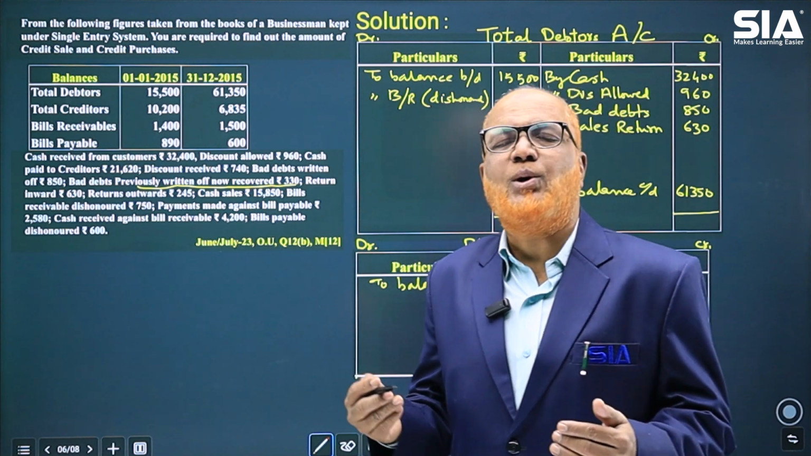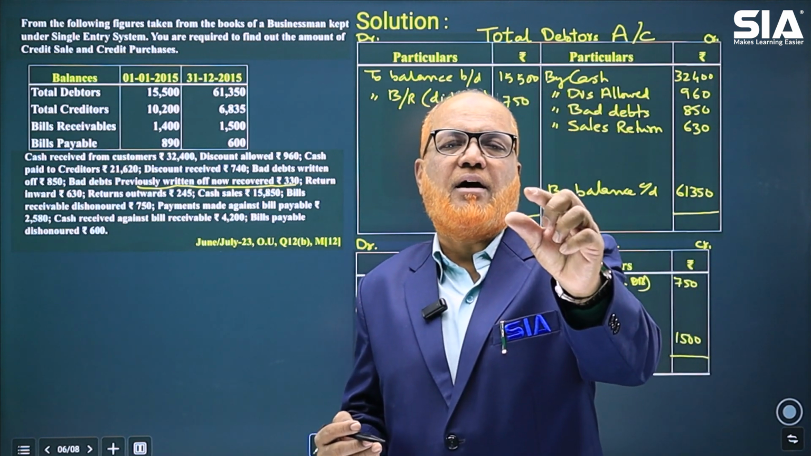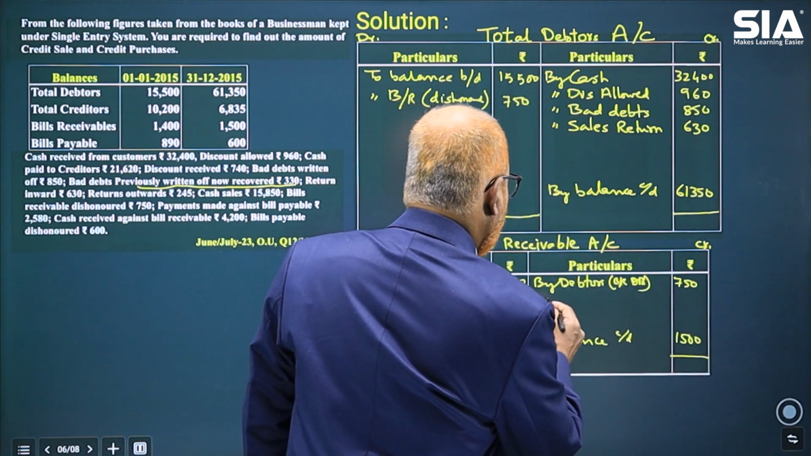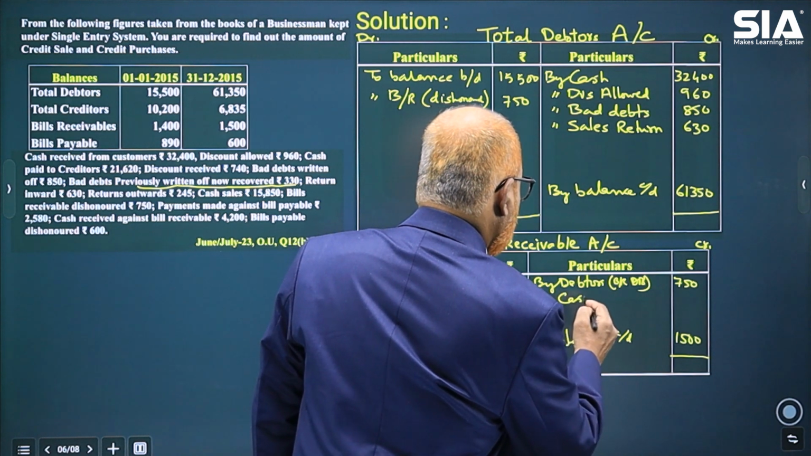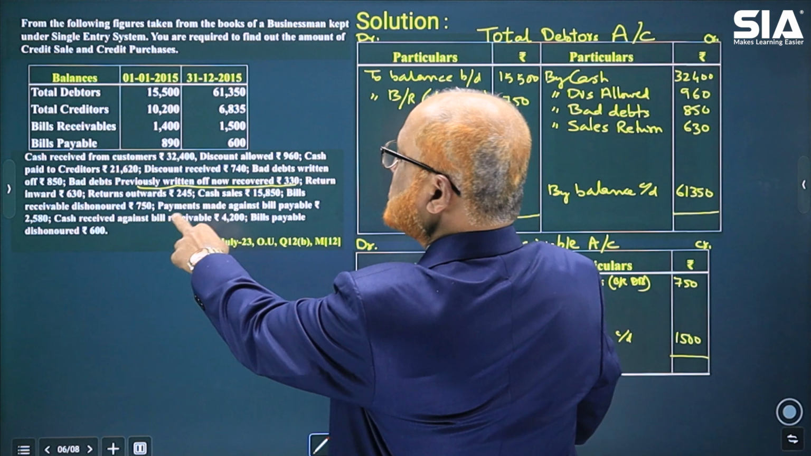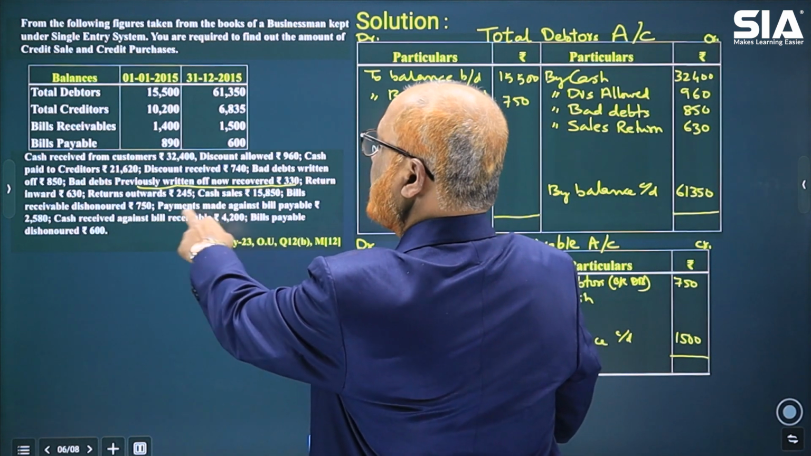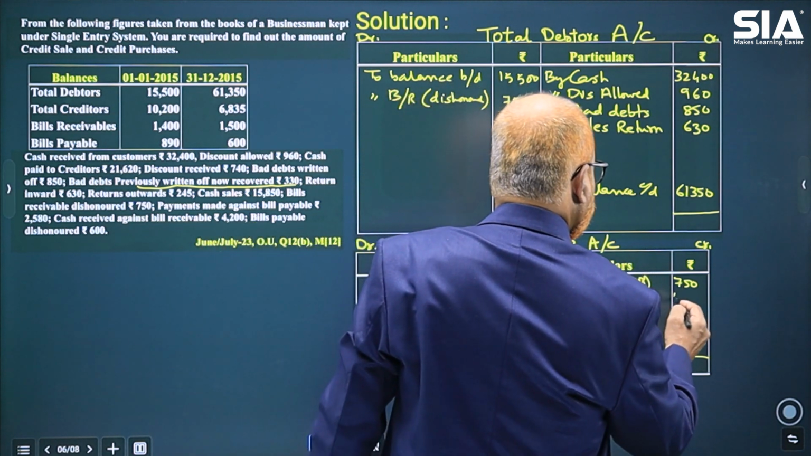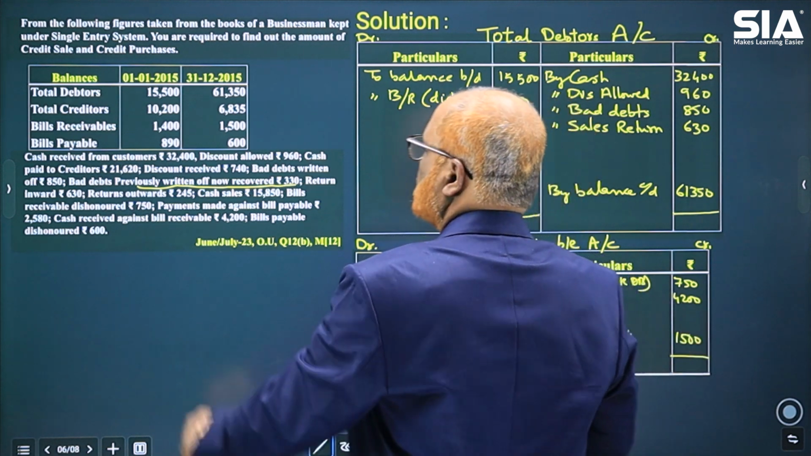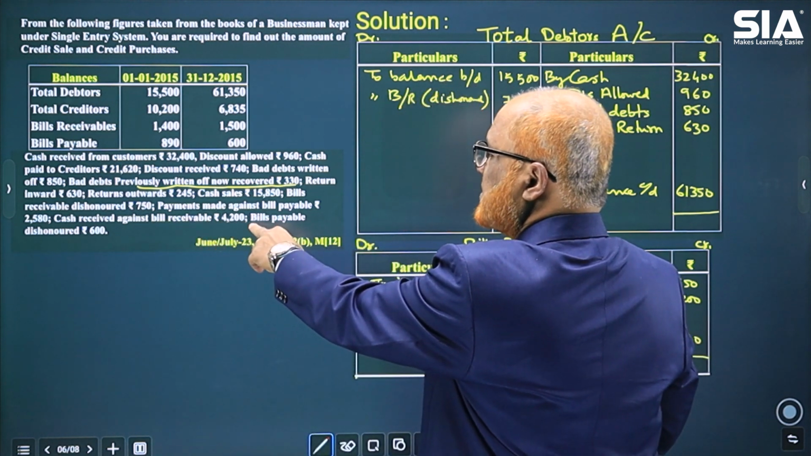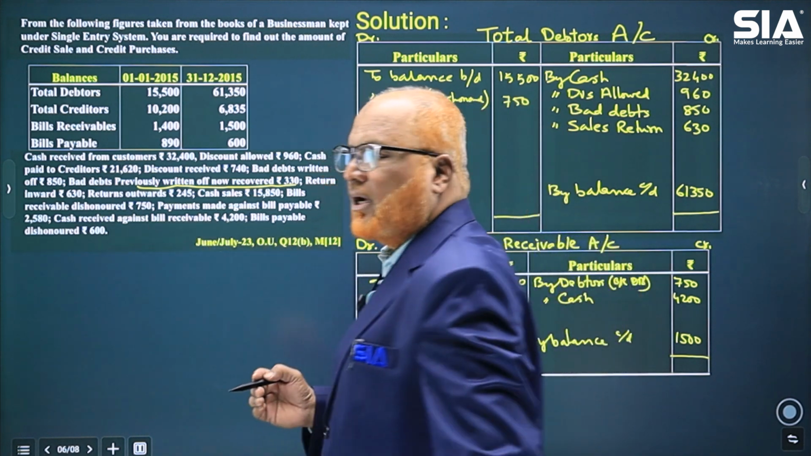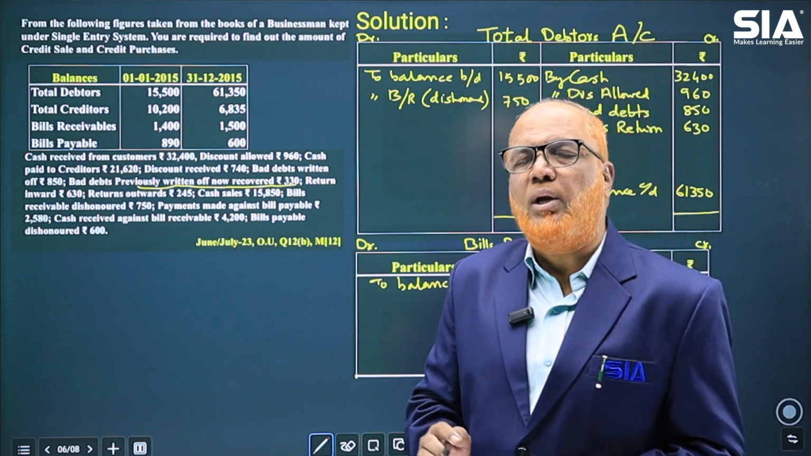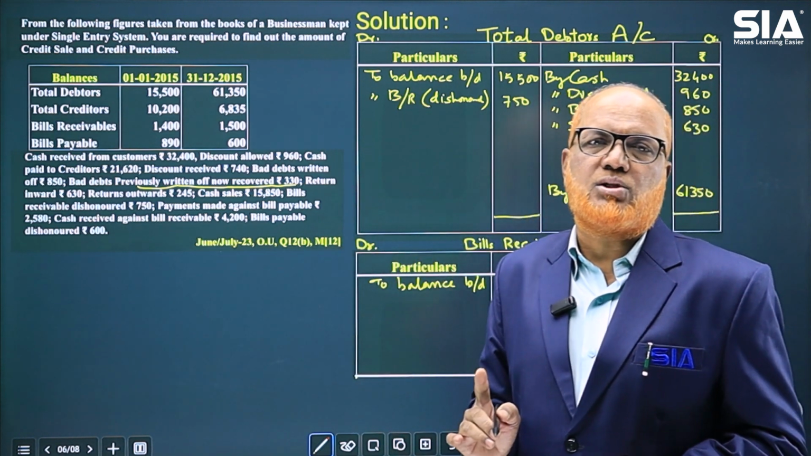Then cash received against bills receivable. Cash received. So entry will be cash account debtor to bills receivable. So bills receivable should be credited by cash. How much cash received from bills receivable? Cash received against bills receivable 4,200. Bills payable dishonored, next slide we'll discuss. Presently, we are concerned only with total debtors account and bills receivable account.